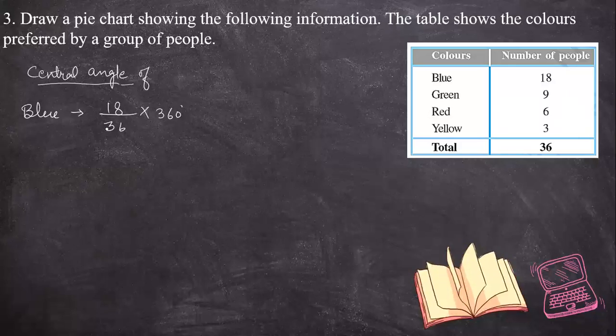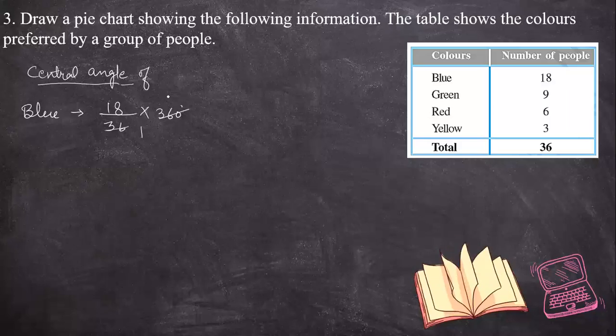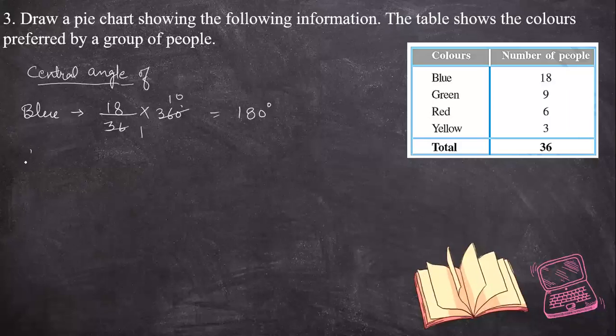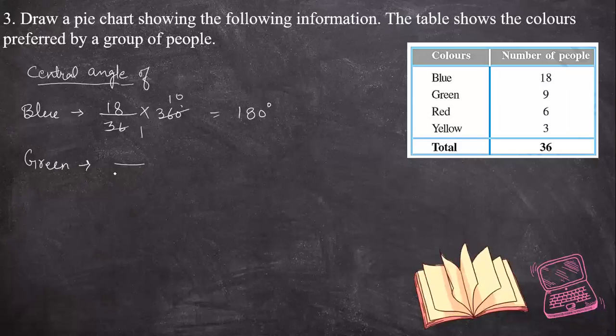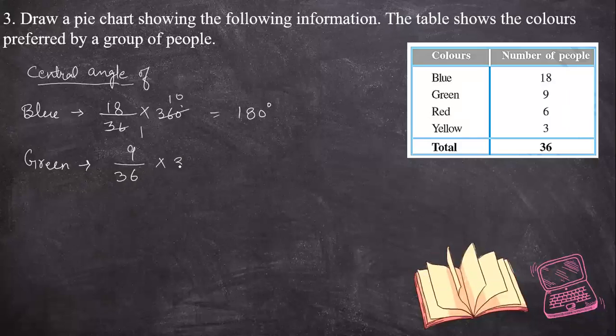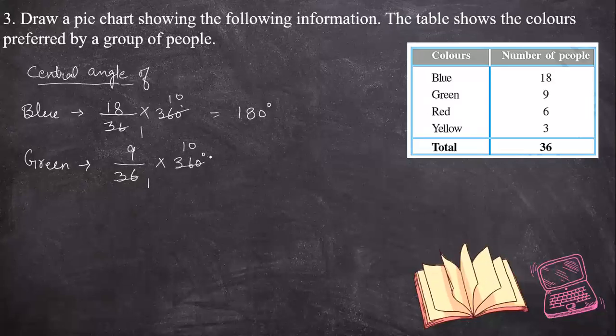So 360 degree. Now simplify. 36 ones are 36, 36 tens are 360. So 18 into 10 is 180 degree. Okay. Now next, green. Out of 36, 9 people liked green. So 9 upon 36 into 360. Now simplify. 36 ones are 36, 36 tens are 360. So 9 into 10 is 90 degree.